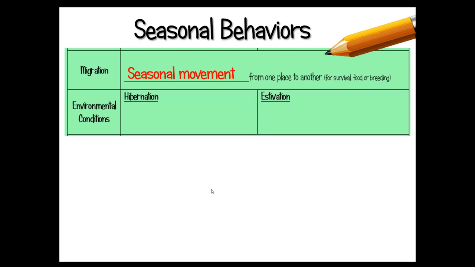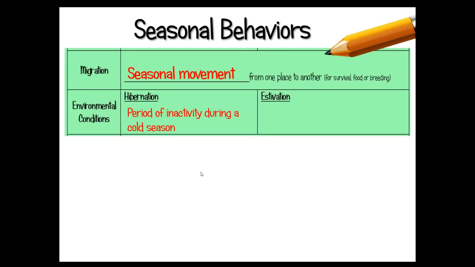Sometimes it's for breeding, so they'll go to warmer waters if you're looking at marine animals to breed and to have their young, and then they'll travel back when the young are kind of older and know how to hunt for various reasons. Hibernation is a period of inactivity during a cold season.